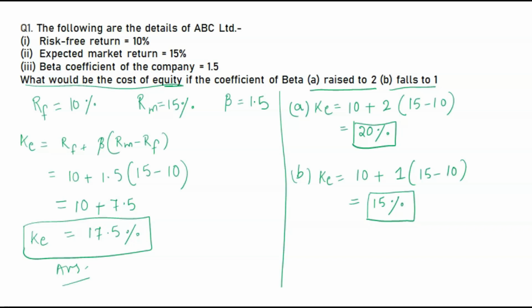So keeping everything else constant, if the beta factor is increased, the cost will be increased. If beta is decreased, the cost will be decreased, because beta tells us the measure of unavoidable risk when we are measuring the cost of equity. So it tells us about that. Okay, I hope it is clear.